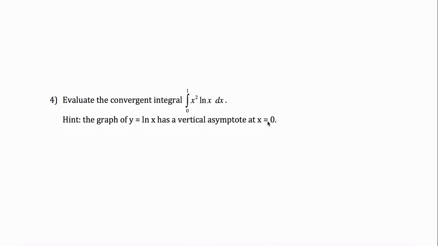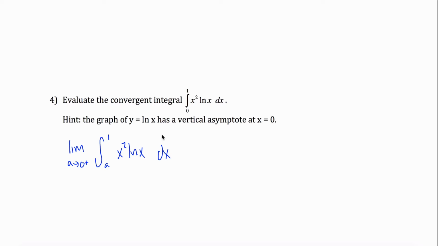Natural log of x has a vertical asymptote at x equals 0. So I can't look at it just like this. What I have to think about is evaluating the limit as a approaches 0 from the positive side of the integral from a to 1 of x squared natural log of x. This is what I'll have to figure out here. This is what's called an improper integral. So this is what I'm trying to figure out.